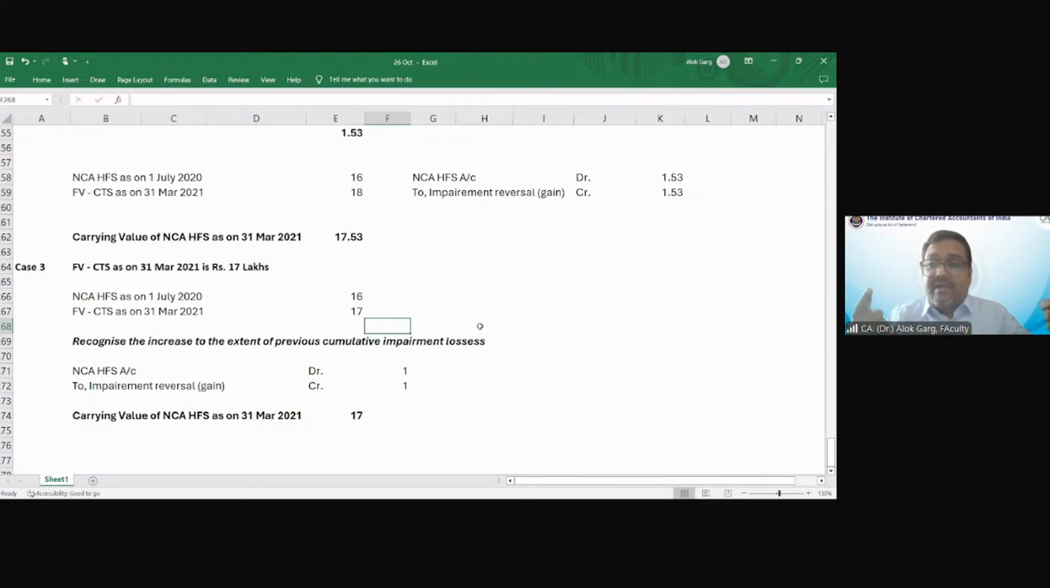And what was the concept of impairment? The carrying value of the asset should not be more than the recoverable value, right? So if the fair value less cost to sell has declined, you have to take the entire decline and book the impairment loss. But if it is increasing, you take the increase only to the extent of the previous cumulative impairment losses. If in the previous period there was no impairment loss, you are not required to take any increase. Okay, sir. Fine.